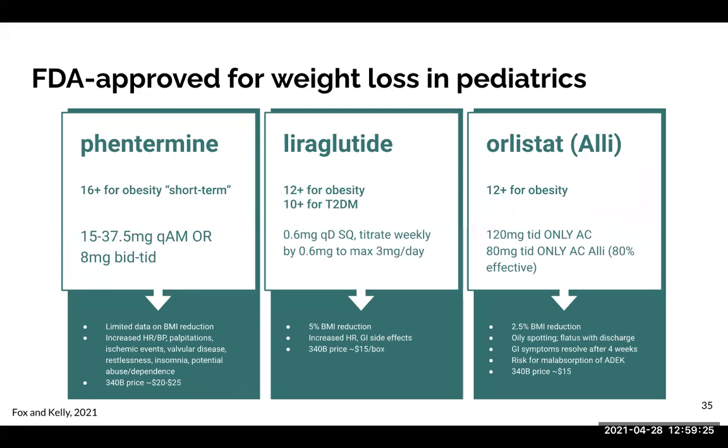And orlistat is available over the counter as Alli and is approved 12 plus for obesity. It seems like people don't really use this medication just because it has some significant GI side effects, like oily spotting, and sometimes you poop when you fart, so it's not great for teens. And all of these medications are available at a pretty good price from 340B. So they are potential options for our patients who are uninsured or underinsured.